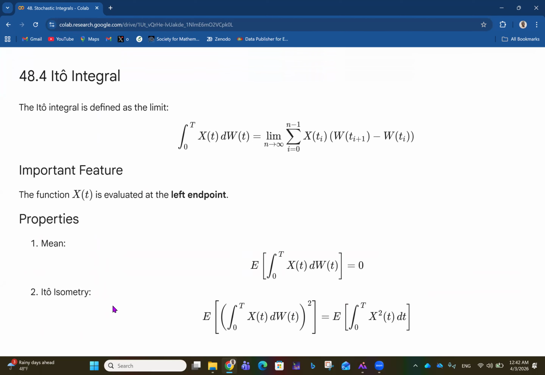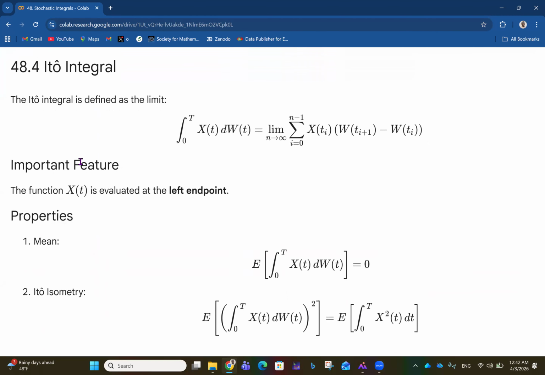So the Ito integral is defined as the limit: integral from 0 to t of X of t dW_t is equal to the limit as n approaches infinity of summation from i equals 0 to n minus 1 of X of t_i times W of t_{i+1} minus W of t_i. So we now express this integral as a summation as the number of steps approaches infinity, basically. So n is the number of steps because we're talking about a stochastic process, which involves taking steps like that.